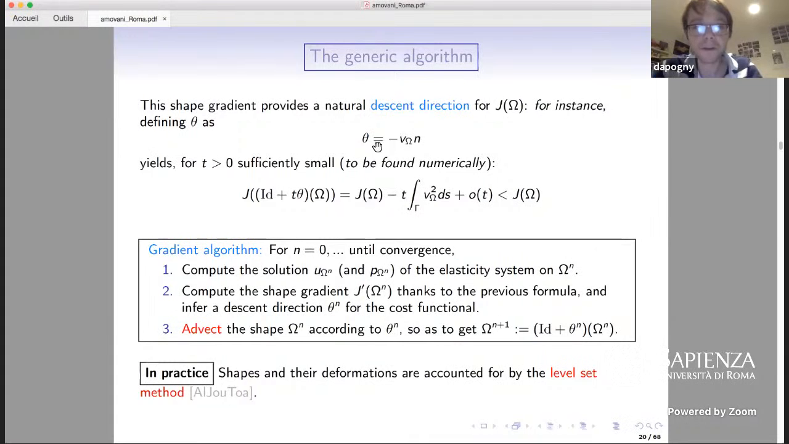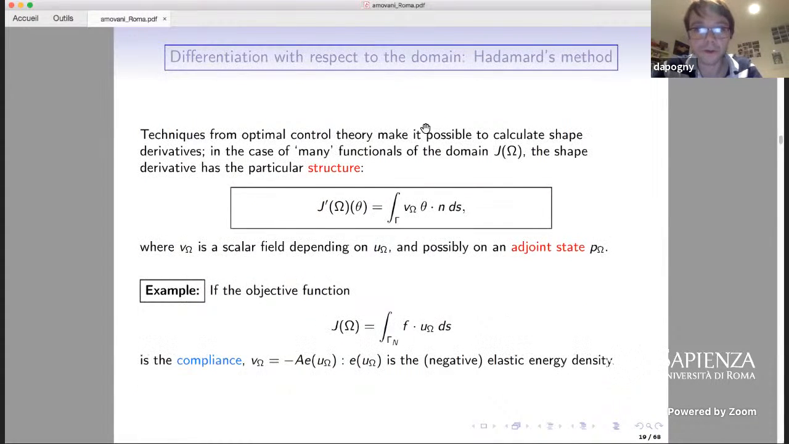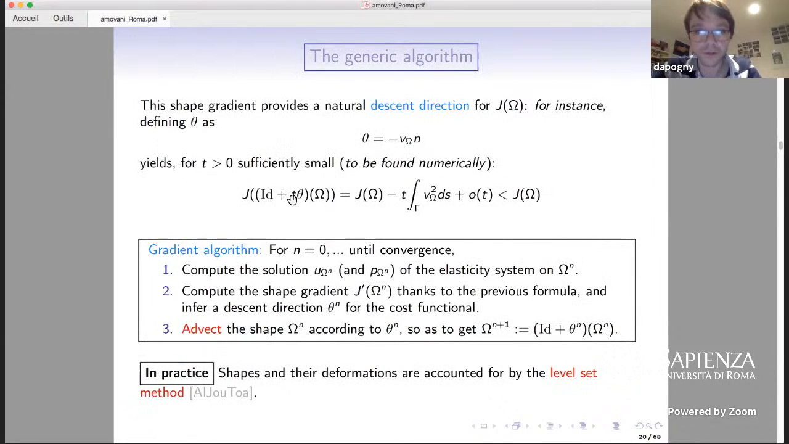So if we take theta as minus the field v omega against the normal vector in the previous relation, this gives, for a sufficiently small time step t, that J of omega, which is pushed by theta along a small time fraction step, is given by this formula, which means that we produce a small decrease of the objective function at first order. So this paves the way to a gradient algorithm for shape optimization.